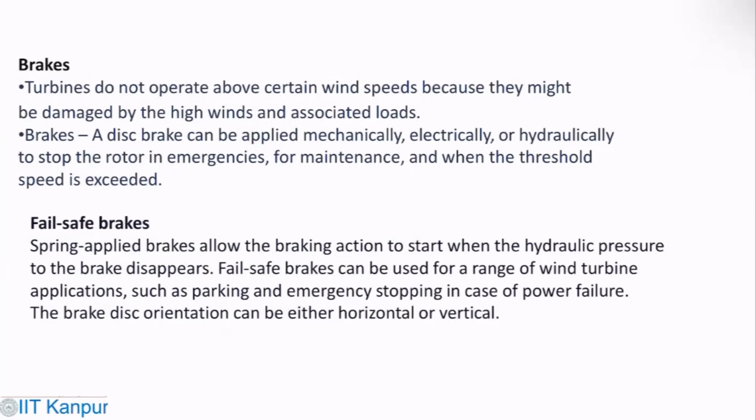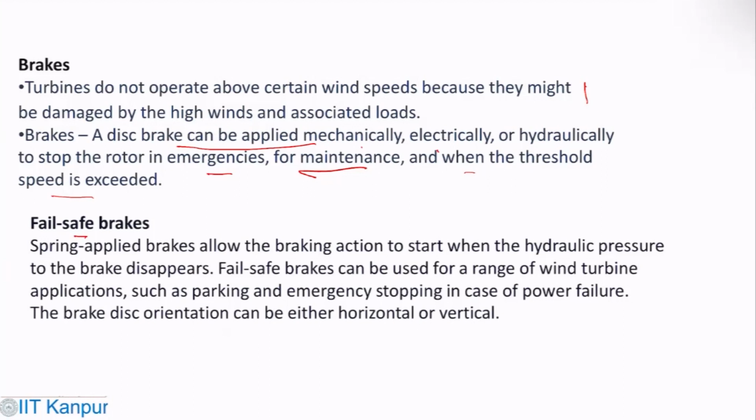The turbines cannot be operated beyond a certain speed or design speed, because that could be damaging for the system, or from the structural point of view. They are associated with high winds or loads. So a disc brake can be applied mechanically, electrically, or hydraulically to stop the rotor in emergencies, for maintenance, and when the threshold speed is exceeded. Whatever the design speed it is meant for, when it crosses that limit, this emergency disc brake can be applied to stop it.